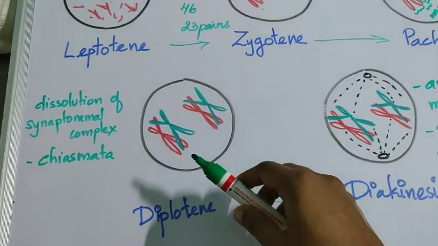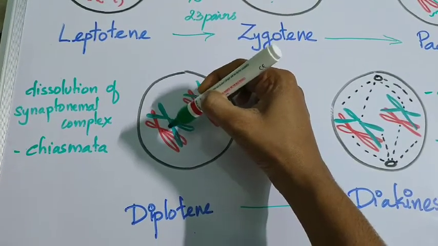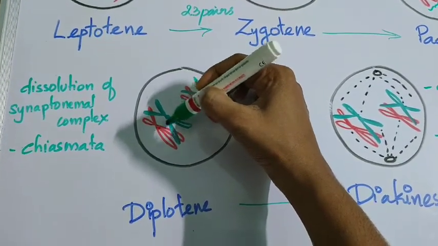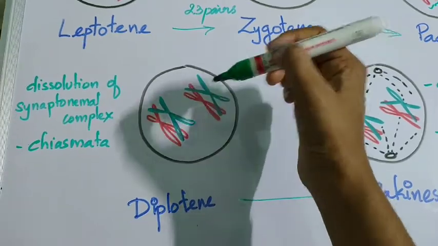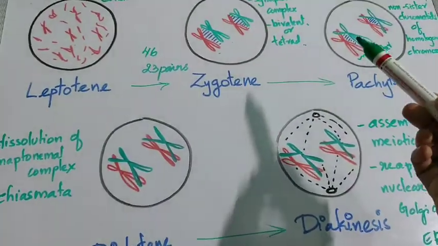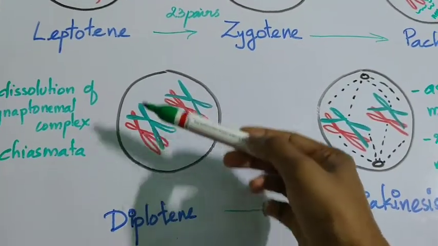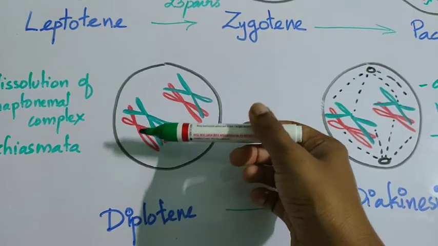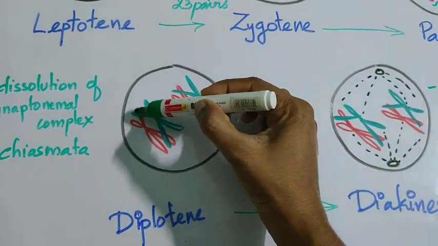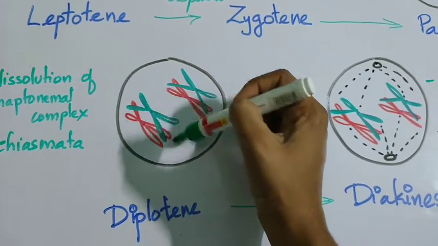Diplotenil എന്താണെന്ന് വെച്ചാൽ the synaptonemal complex which is present between the pair of homologous chromosomes start dissolving, start disappearing. As you can see that there is synaptonemal complex. Here there is no synaptonemal complex, but the two chromosomes of the homologous pair are attached at the crossover. അവിടെ മാത്രമായിട്ടാണ് they are joined.